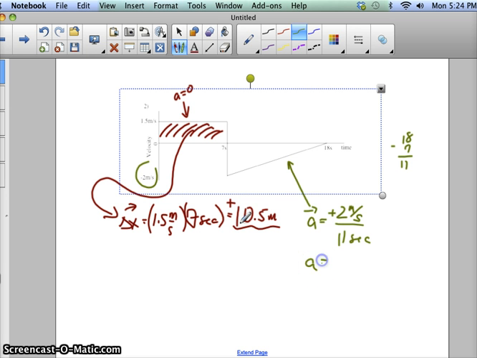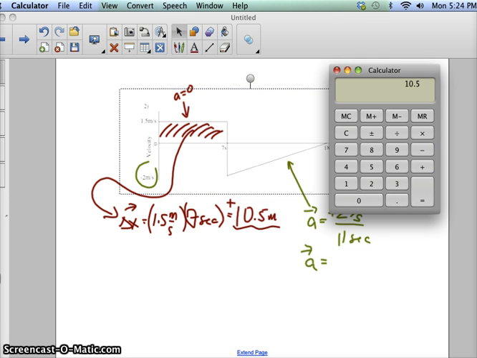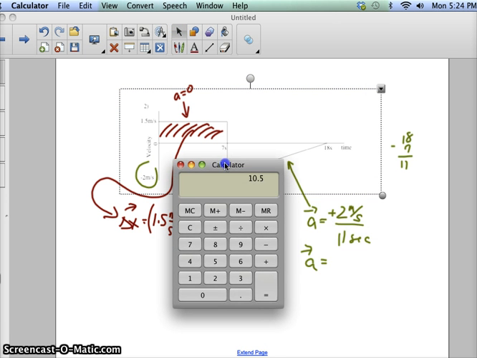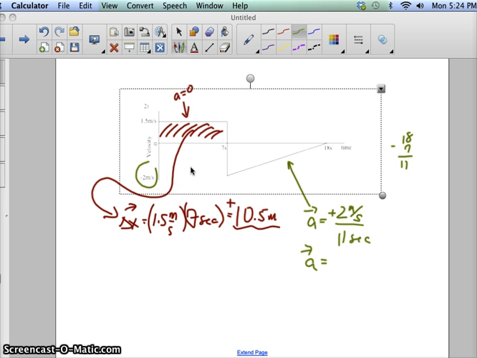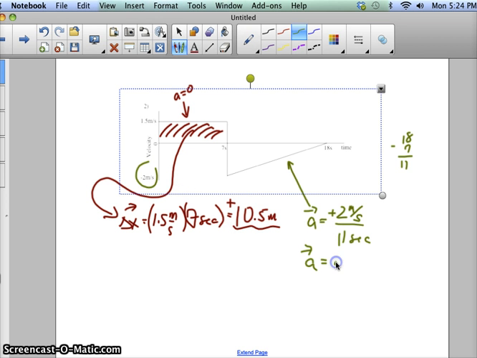So let's see what that gives me, an acceleration of 2 divided by 11. That means I have an acceleration of 0.18 meters per second per 1 second. This is a positive acceleration because my slope is positive.